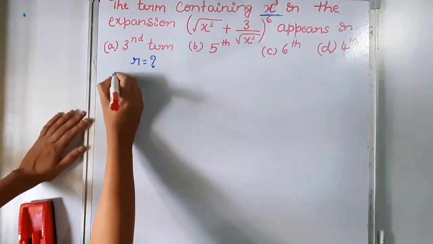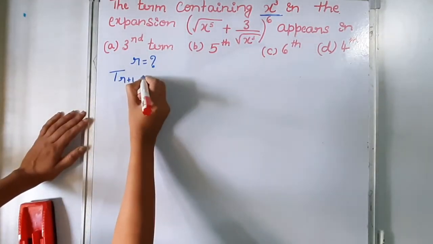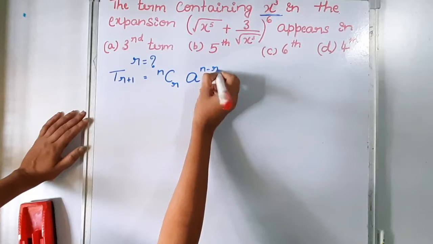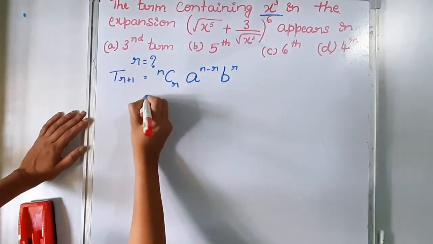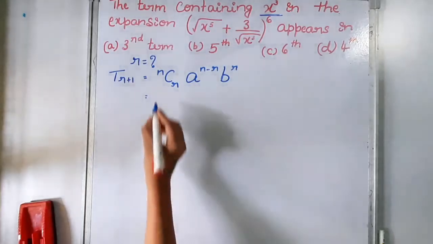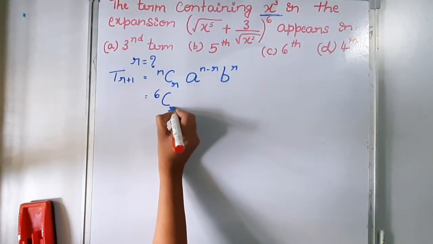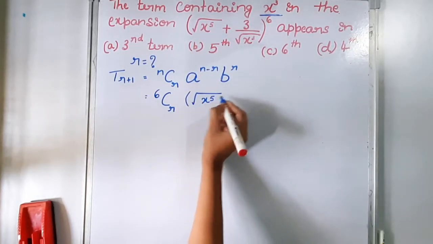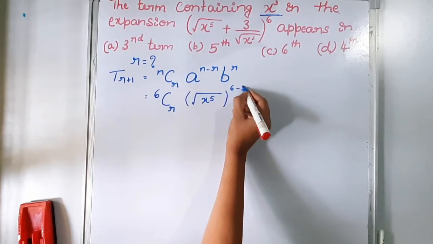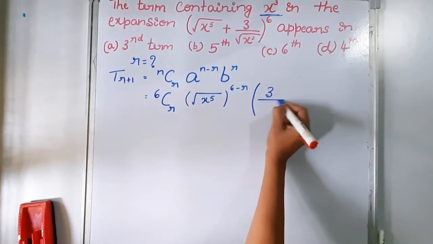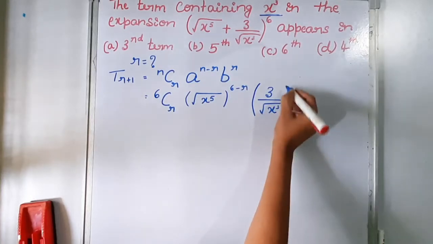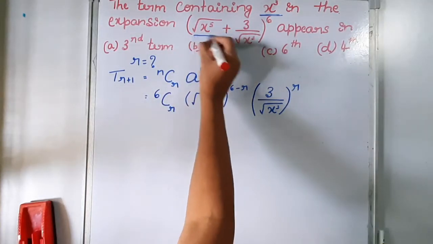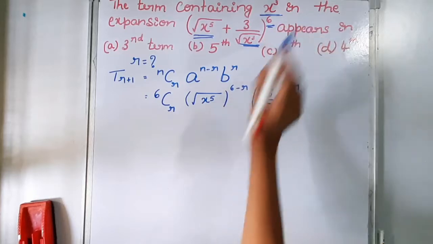Let us start. The formula is T(r+1) = nCr a^(n-r) b^r, right? So the value of n is given here, 6. rC... we don't know r, we have to find it. The value of a is (√x^5) whole to the power 6-r, into (3/√x^3) whole to the power r. Is it clear? I have substituted a and b, and the value of n is equal to 6.